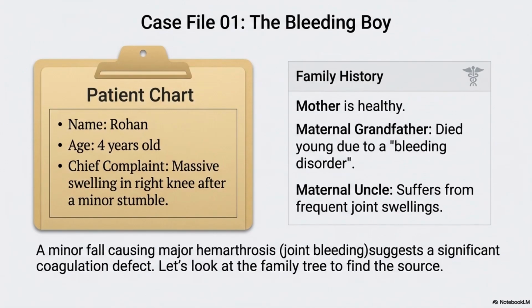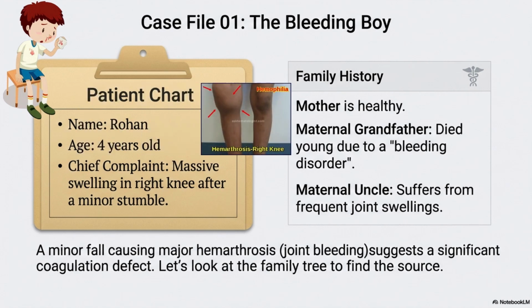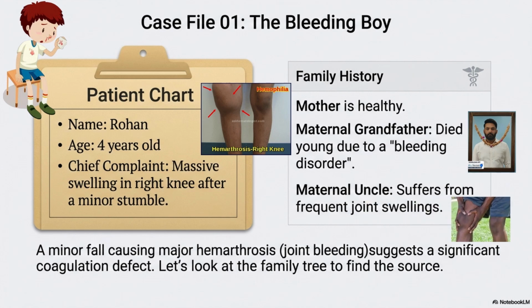Case study 1. The bleeding boy, hemophilia A. Let's look at the clinical scenario. A 4-year-old boy, Rohan, is brought to the clinic with massive swelling in his right knee after a minor stumble. His mother mentions that her father, Rohan's Nanaji, died young due to a bleeding disorder, and her brother, Rohan's Mamaji, also has frequent joint swellings.